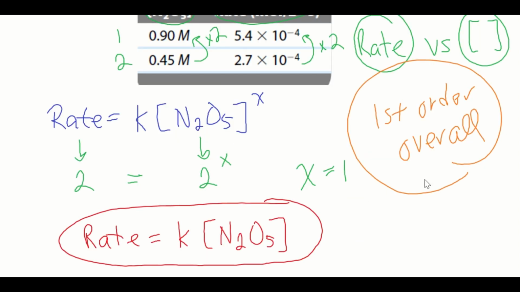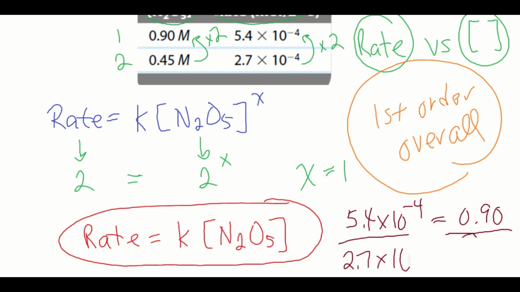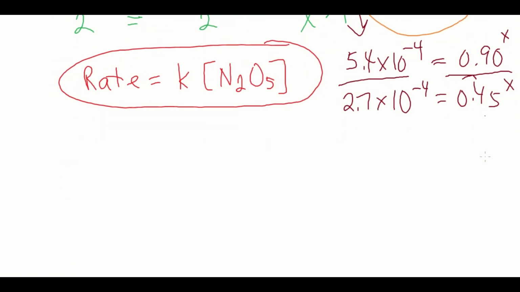A second way you can get the order is by writing the rates as a ratio. I like writing the larger number on the top of the ratio because then I'll get a number greater than 1. So I just copied the data and rewrote it in this ratio.